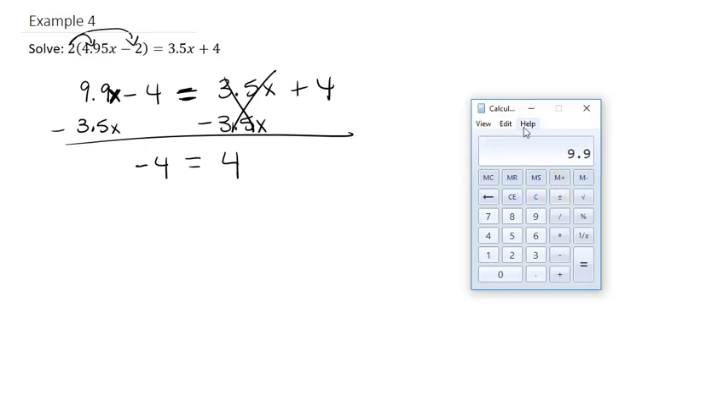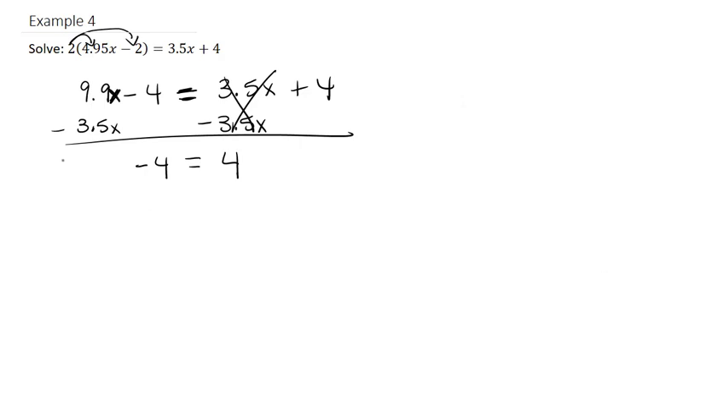We're going to bring our calculators out and go 9.9 minus 3.5, which is equal to 6.4x.